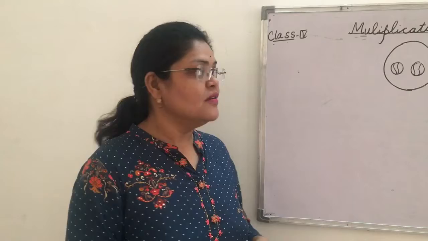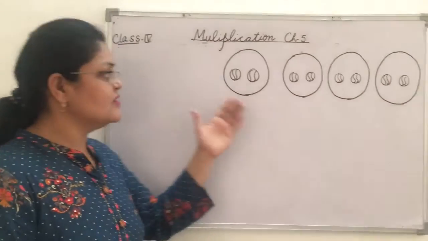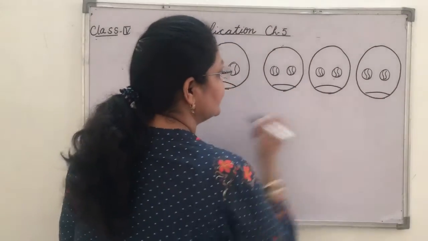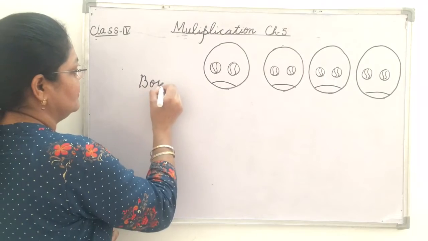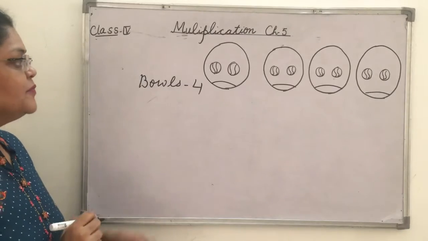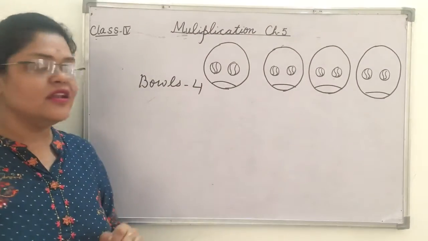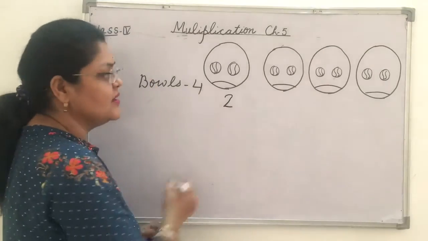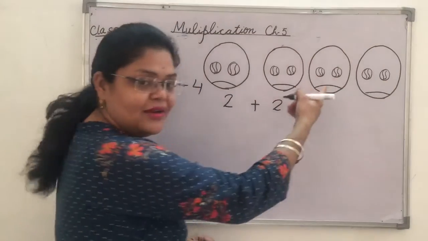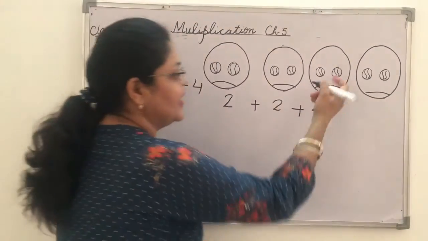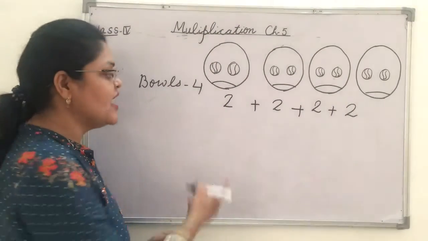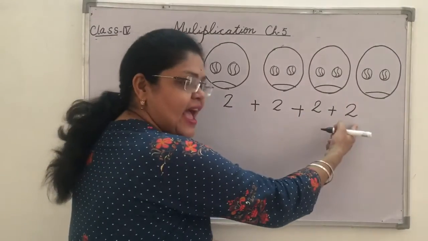What is multiplication? I have made this picture like this. There are 4 bowls. How many bowls are there? There are 4 bowls, right? Now in one bowl, how many balls are there? In one bowl there are 2 balls. Then in the second bowl there are 2 balls again. In the third bowl again there are 2 balls, and in the fourth bowl we have 2 balls. So the total number of balls we have is 2, 4, 6 and 8.